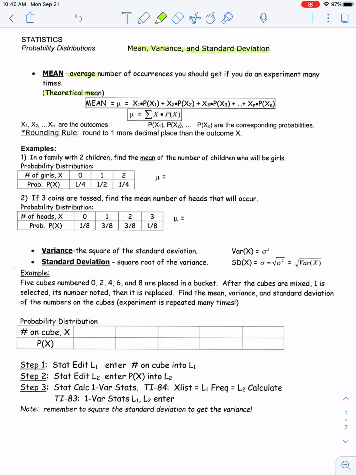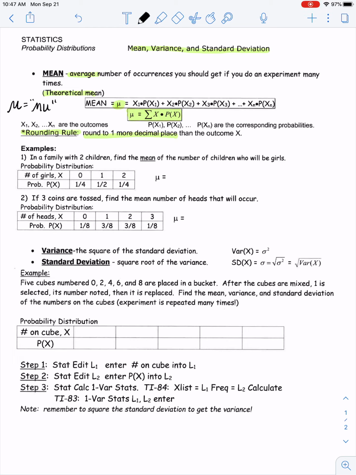So the mean, and you're going to see this new little creature here. It's mu is how you say that. So that scripty looking M you say is mu. It just says the population mean. And you're going to take your x's times your p of x's and add them up. So that's what this formula says. So the mean for a probability distribution, you take your x's times your p of x's and you add them up. All right, rounding rule, same as what we've seen previously. Round to one decimal place past what you have for your data.